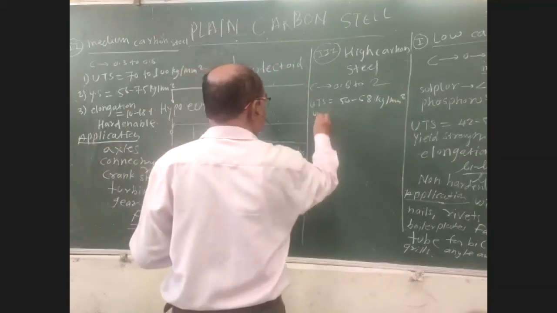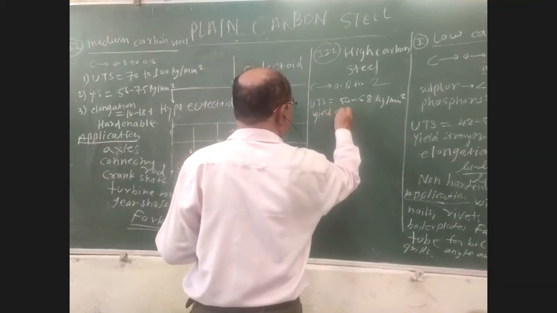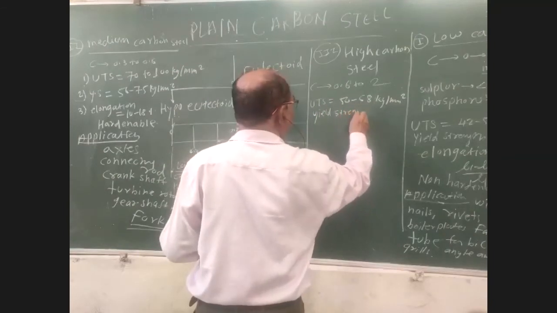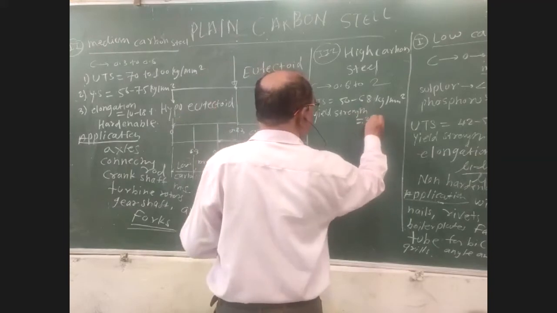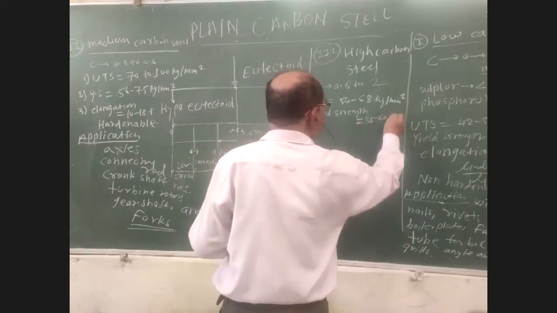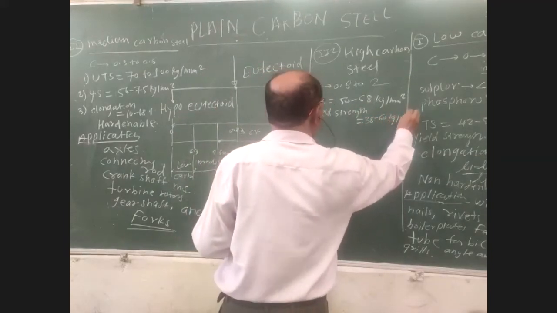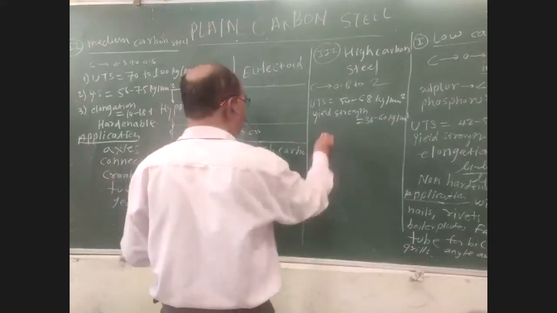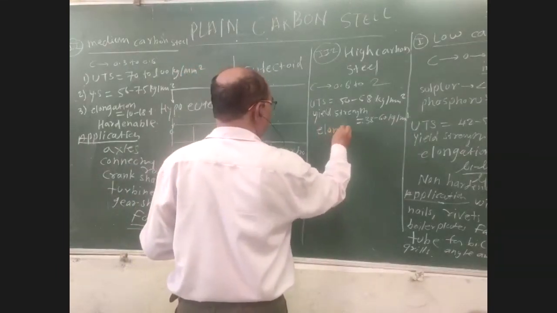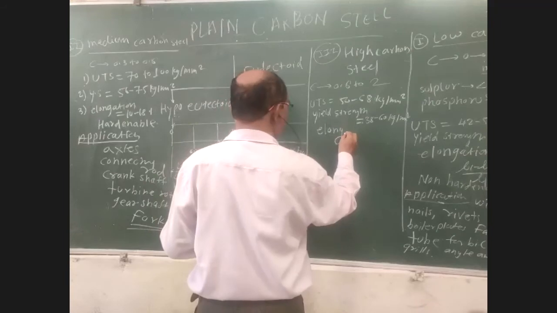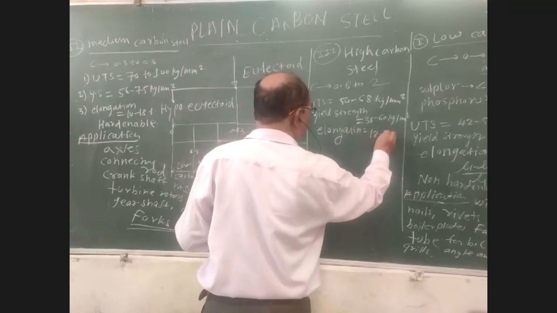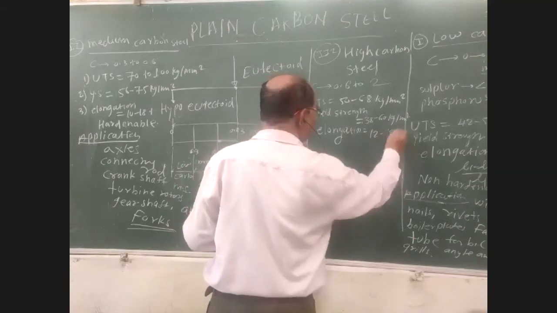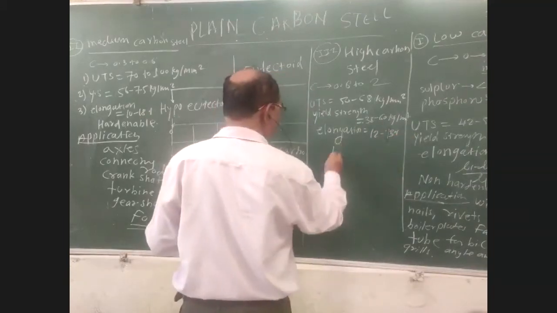Then yield strength, this is equal to 38 to 60 kg/mm square. And elongation is 12 to 13%, and it is hardenable.